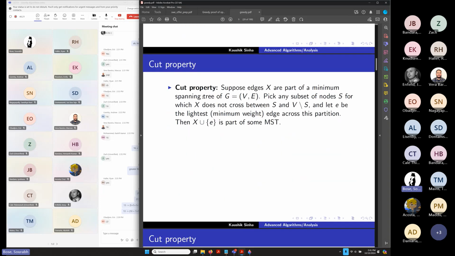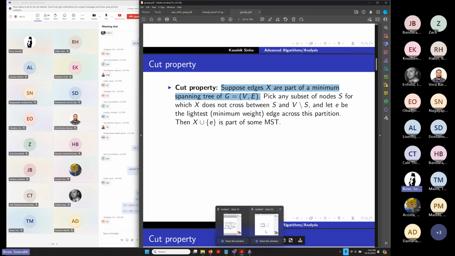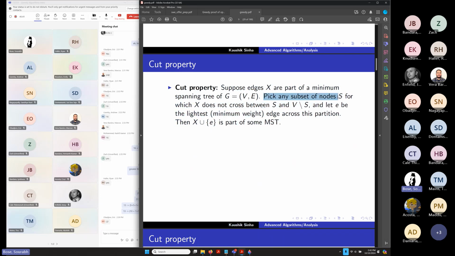The cut property says that suppose edges X are part of some minimum spanning tree of this graph (V, E). So edges X are these blue edges, right? They are part of some minimum spanning tree of a graph. Pick any subset of nodes S for which X does not cross between S and not S. Let e be the minimum weight edge across this partition. Then add this edge to be part of this minimum spanning tree.